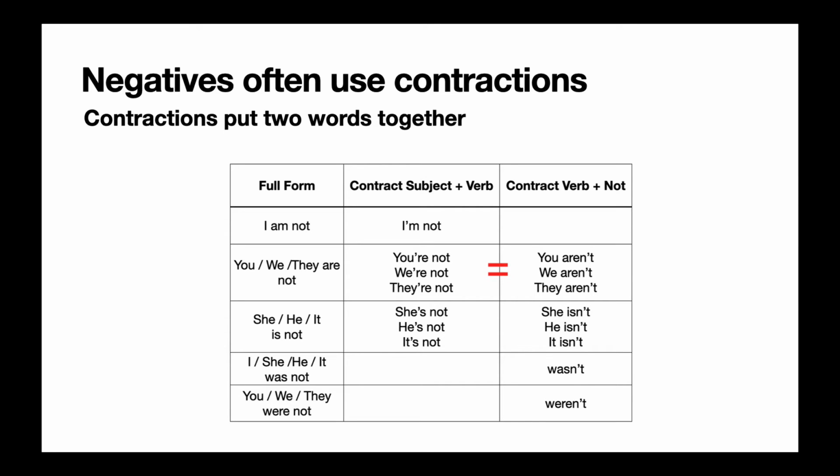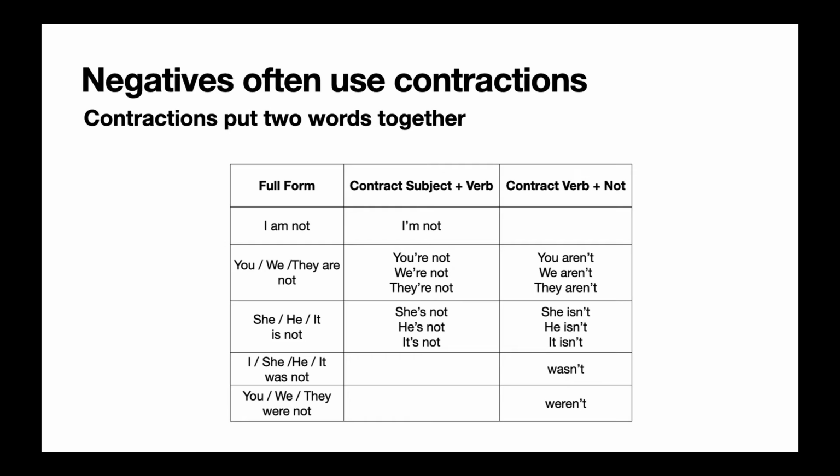When we use the are form, like you, we, they, are not, we can do both. We can say you're not or you aren't. You can say we're not or we aren't. They're not or they aren't. And these have the exact same meaning. When we use is not, we can also do both, contract the subject and verb and the verb and not. So she's not or she isn't, he's not or he isn't.